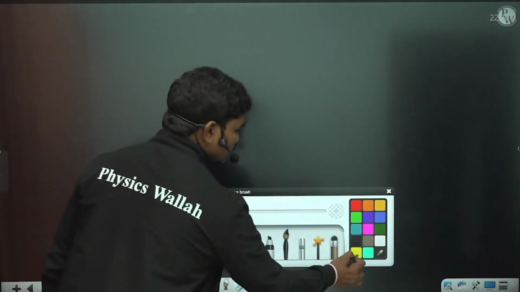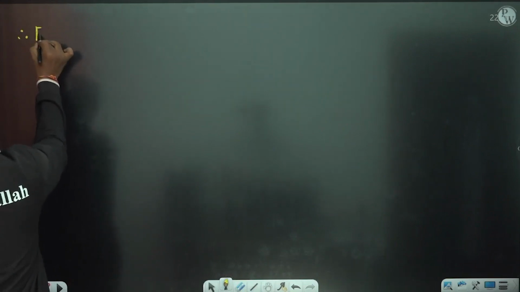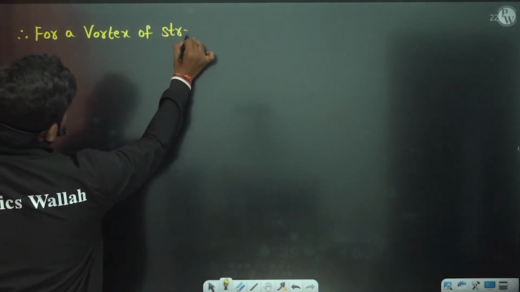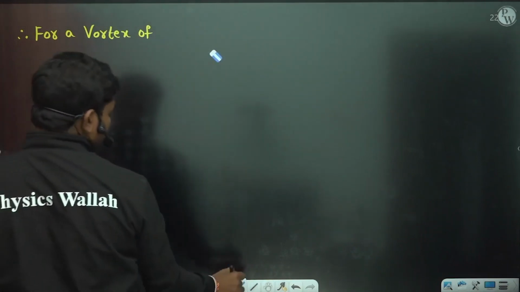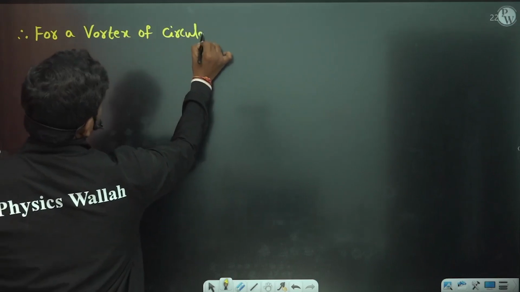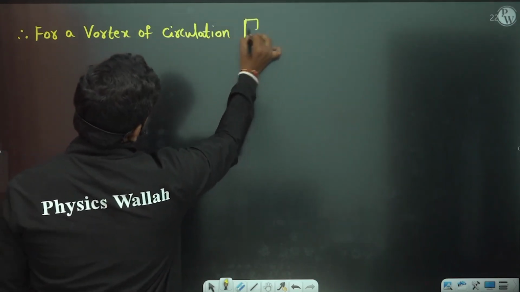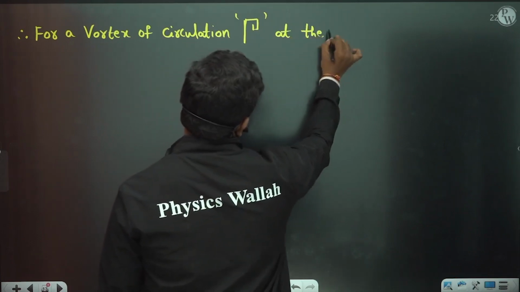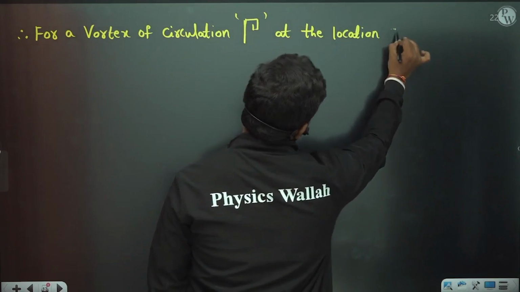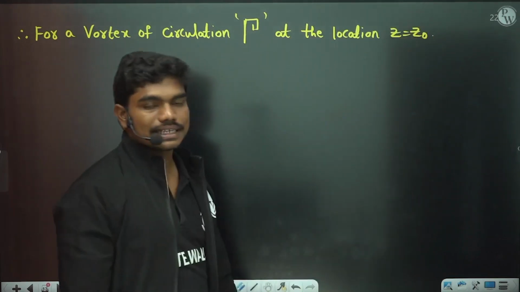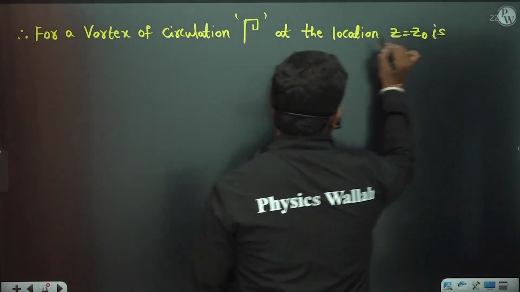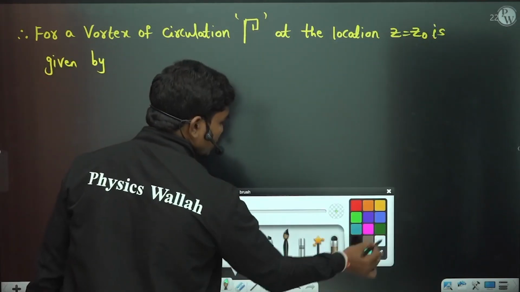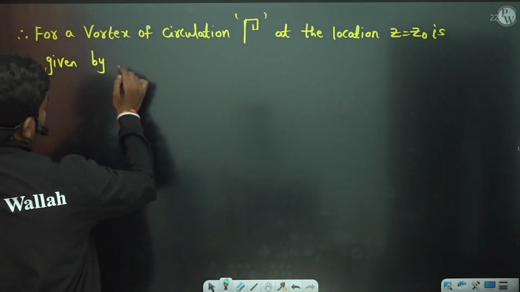Therefore, for a vortex of strength, or generally of circulation gamma, at the location z is equal to z0, so at the location z is equal to z0, what is this value given by?